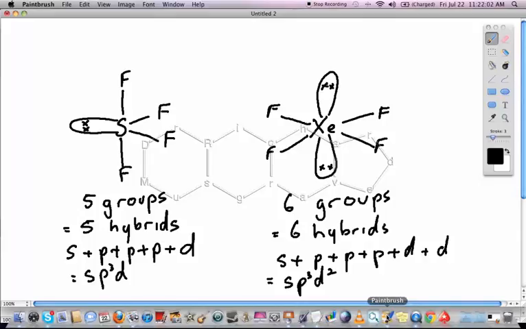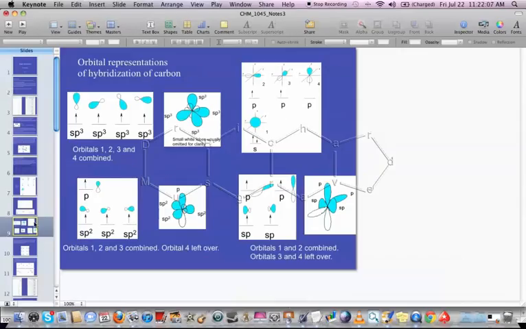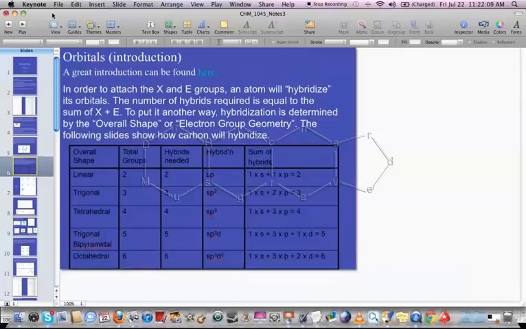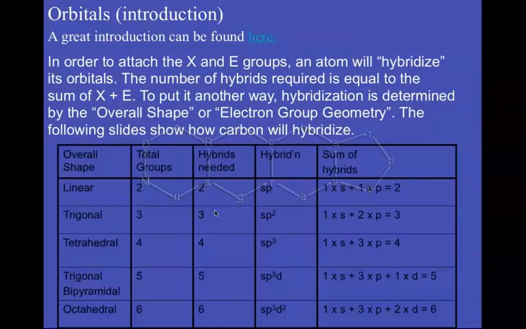All of this is summarized in this table here. And you can see it here that the hybridization will be defined by the overall shape, which will indicate the total number of groups around the central atom. We always need as many hybrids as we have groups, and the hybridization then will be predicted by the number of hybrids. So if we needed 2 groups, that means we need 2 hybrids.